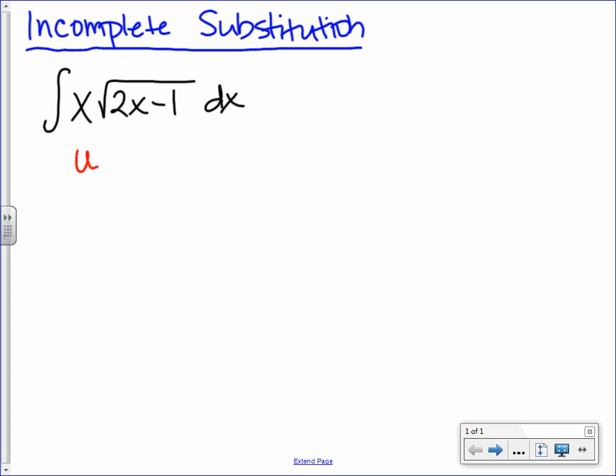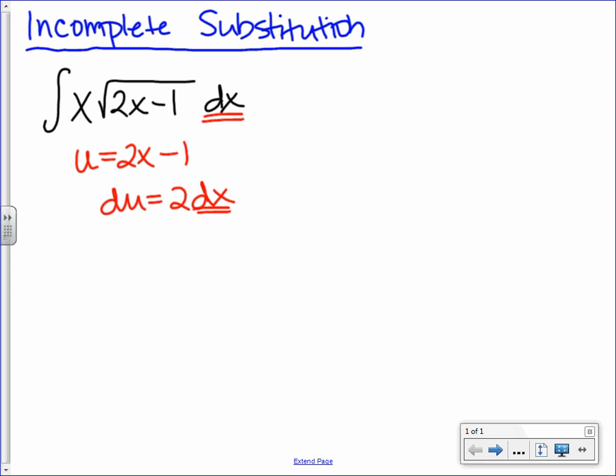Okay. Our strategy has been this. u equals 2x minus 1. Right? Which means du is 2 dx. Well, that doesn't work. Now, I don't want you to panic too much because we can make this work. Okay? Now, we have dx right here.